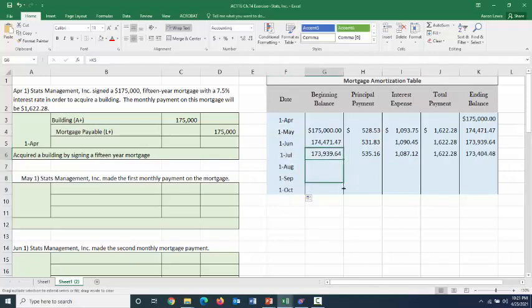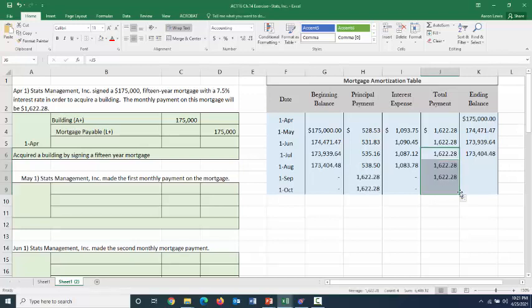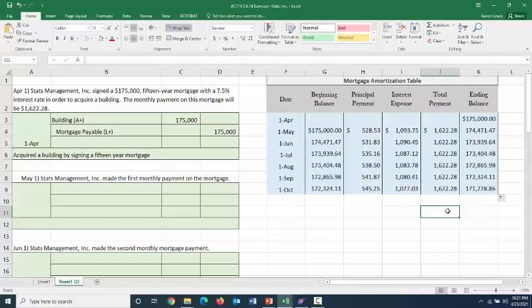And through the magic of this program, I can just bring the fill handle down to fill the numbers in. And when I do that, the table should generate all the way through. And there we go. And we have the amortization table up through the month of October.